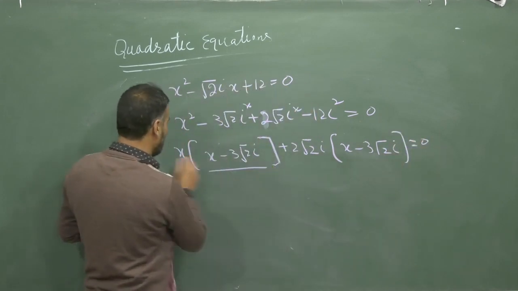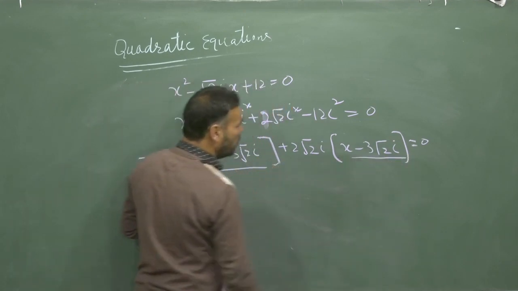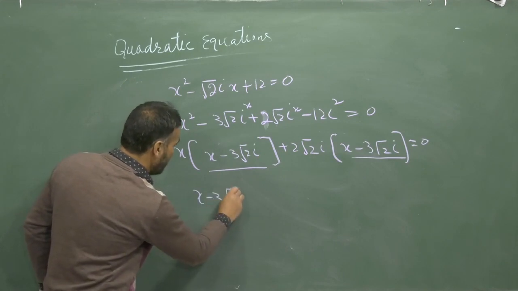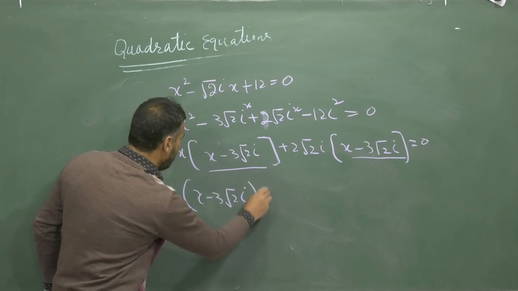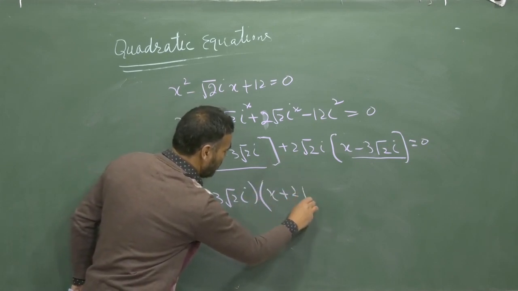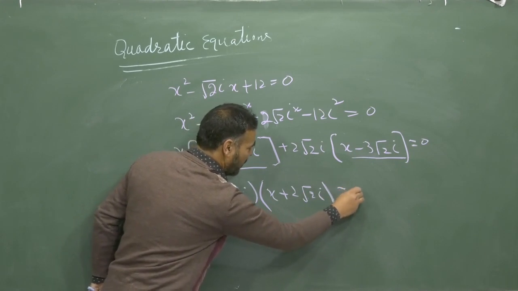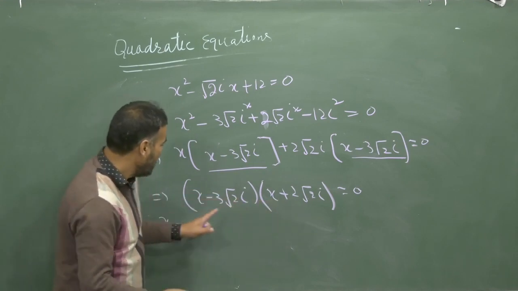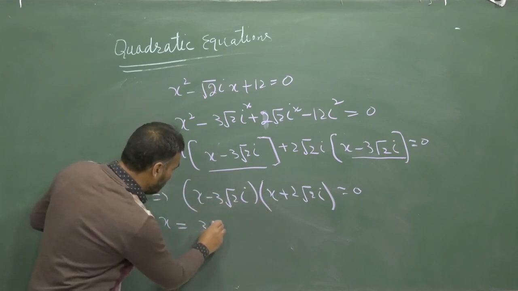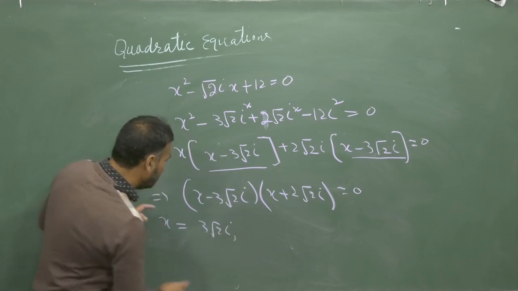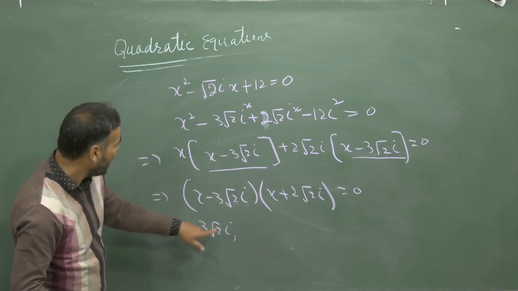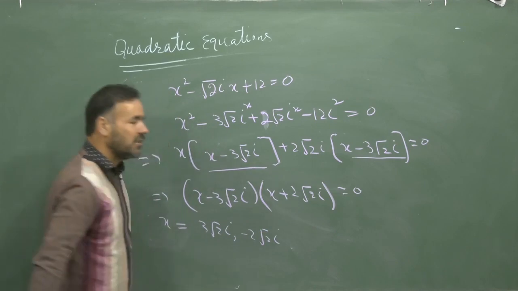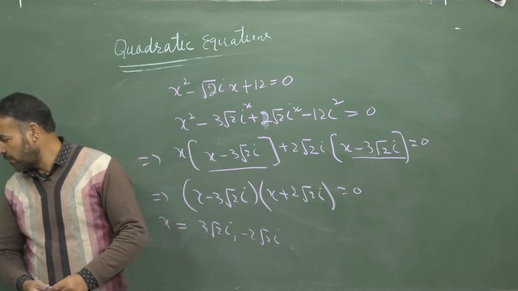Now take x minus 3 root 2 iota as a common factor. We can write it as x minus 3 root 2 iota times x plus 2 root 2 iota, that will be equal to 0. Can we say x will have two roots now? x will be equal to 3 root 2 iota, and the second one will be minus 2 root 2 iota. These are the two roots of this quadratic equation.